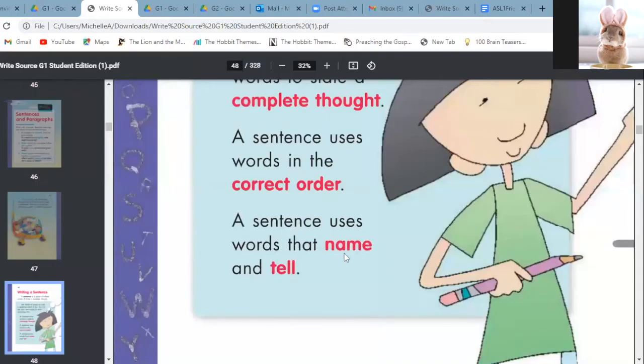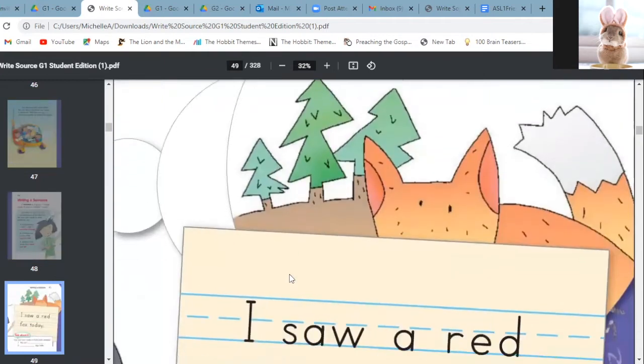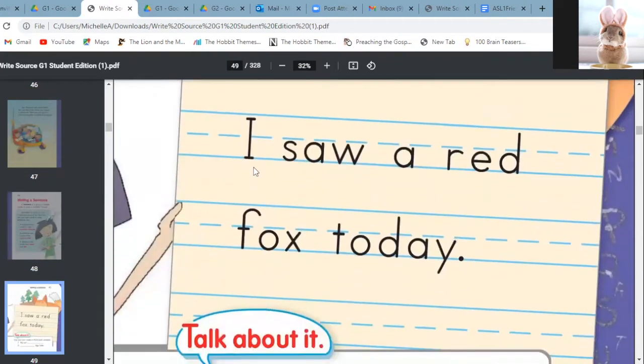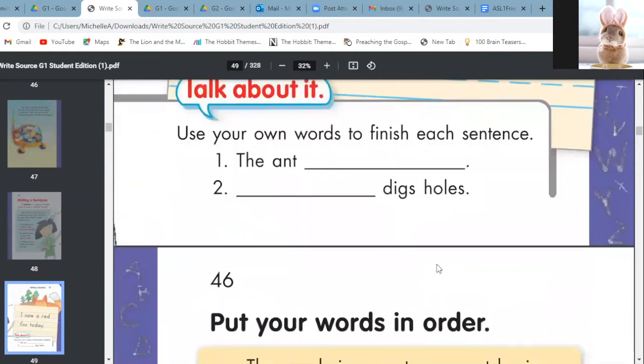Okay, so it's giving us this information. So here is an example. Who wants to read this? Okay, Lucas. "I saw a red fox today." Good. I, period. I saw a red fox today, right?